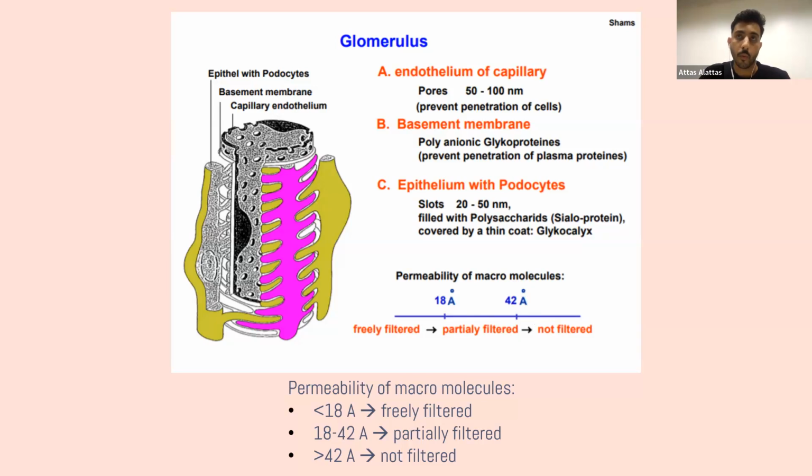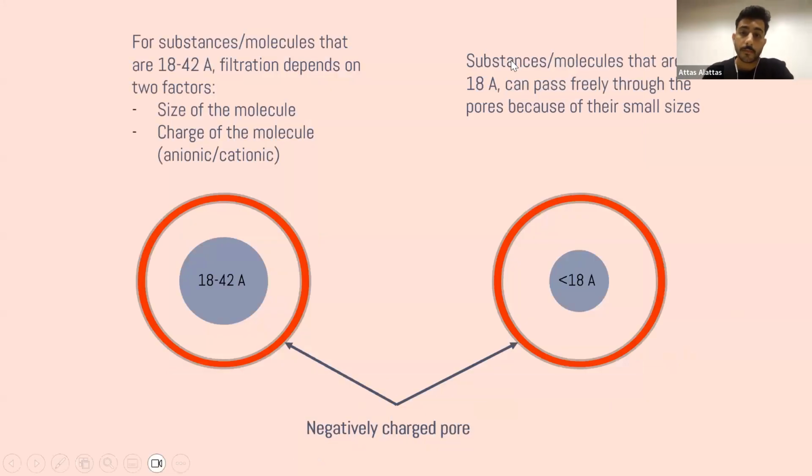And I will tell you what we mean by partially filtered, okay? But keep in mind this concept: below 18 angstrom, they will be freely filtered. More than 42, they will not be filtered. Between 18 and 42, they will be partially filtered. And we'll get into how they're partially filtered. Just keep this concept in the back of your head. Okay, so for substances between 18 and 42, they're partially filtered.